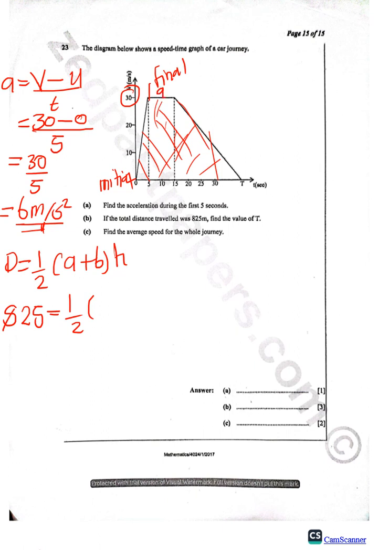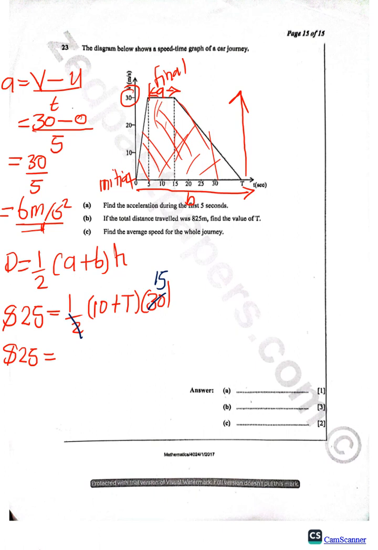825 is equal to half. Now the a, this distance here on top, is our a. Our a is from 5 to 15, so that is 10, plus our b, which is from here up to t. We can just put t since we don't have the value of b. Then our height, from this point up to this point, is 30. So 825 is equal to, we can reduce, 2 here is 1, 2 here is 15. So we have 10 plus t, times 15.